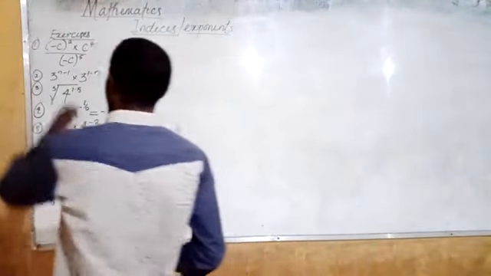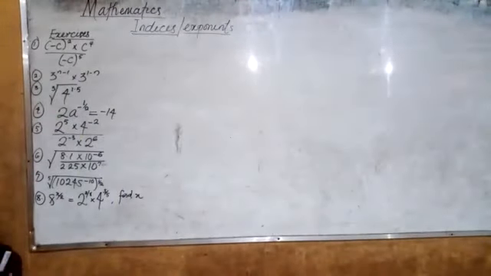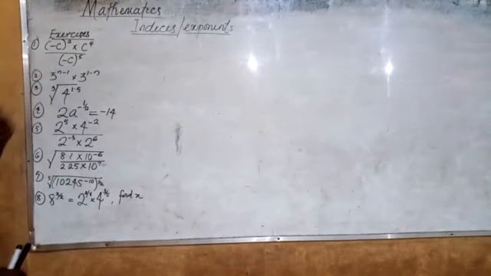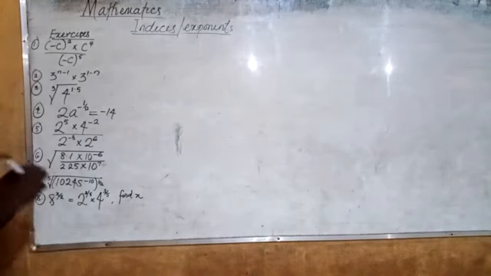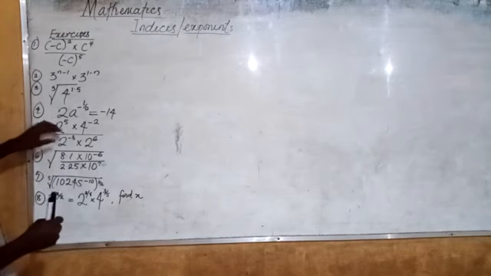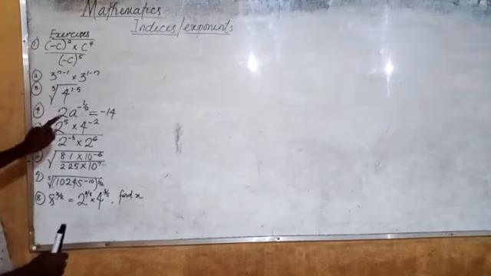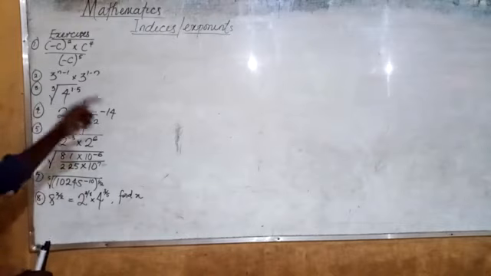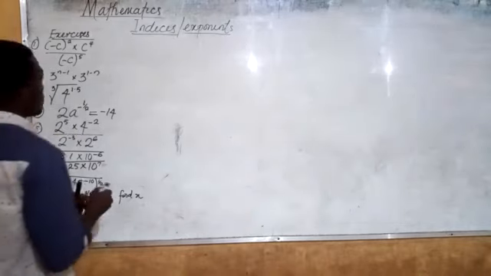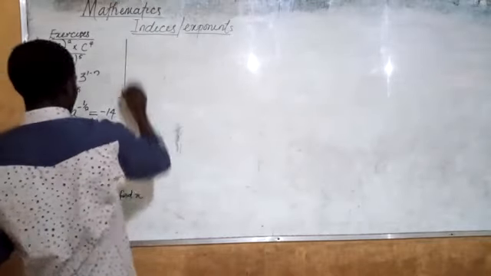Alright, I've got 8 questions here from my textbook, and I've written them in order of complexity, starting from the simplest to the hardest. Now, I mixed equations with simple expressions. For example, these are expressions, while this is an equation, and these ones are expressions. So, let's quickly get into solving it.